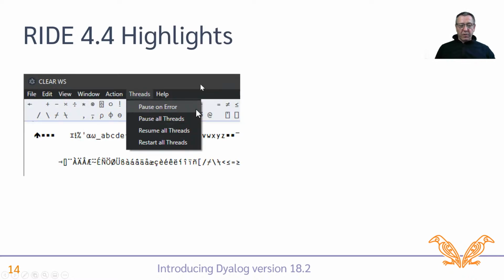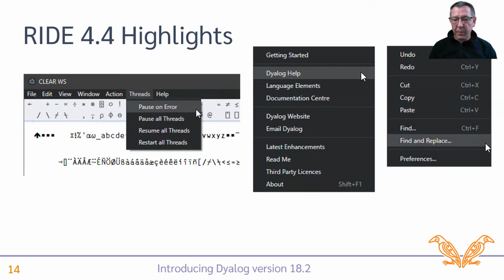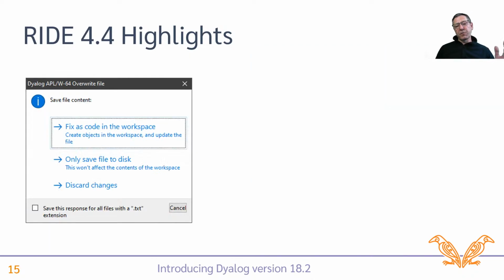So this is a screenshot of the threads menu. You can see that we have all the same menu items for debugging threads as you'll find in the Windows IDE. This shows that if you go and ask for the Dyalog help, you'll get something that's relevant to your version of APL. There's a new find and replace feature, and there's much more of the same kind of status information that you may be used to if you've been using the Windows IDE, the stuff colored red here in the status bar. So RIDE is gradually getting closer and closer to the Windows IDE in functionality.